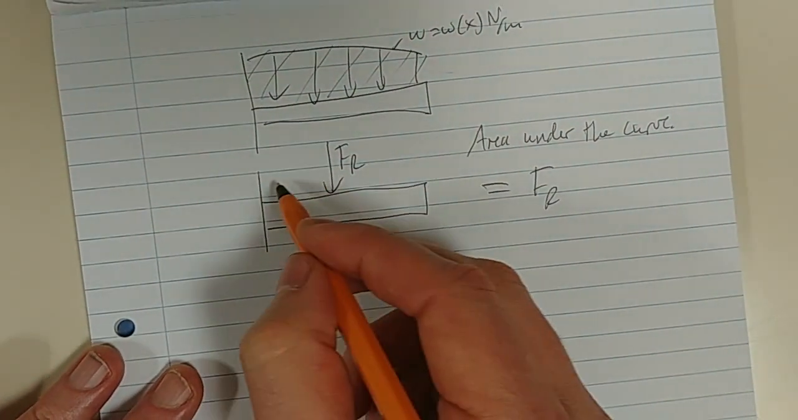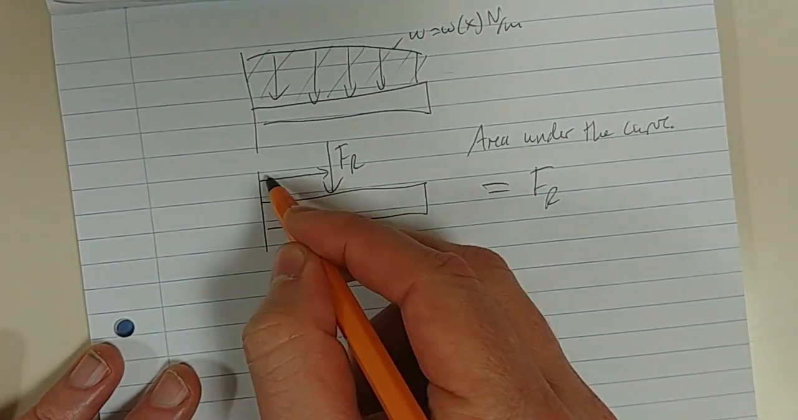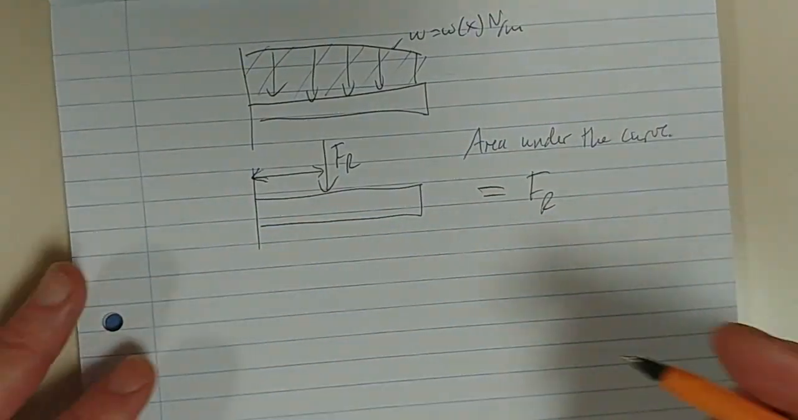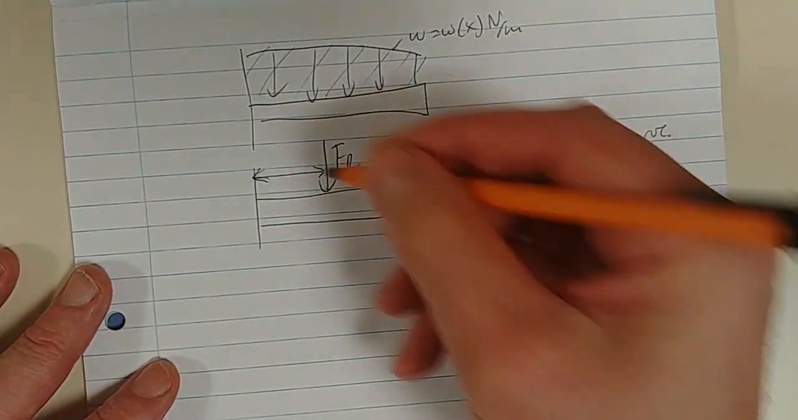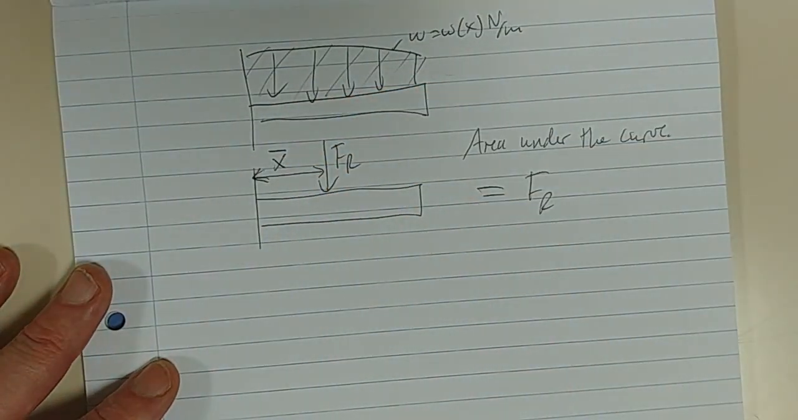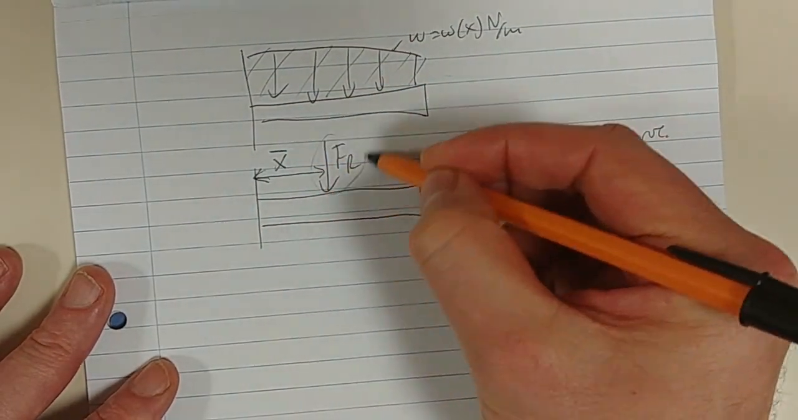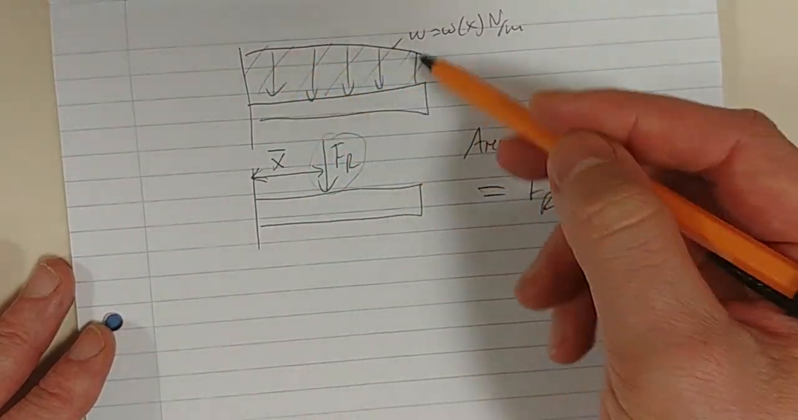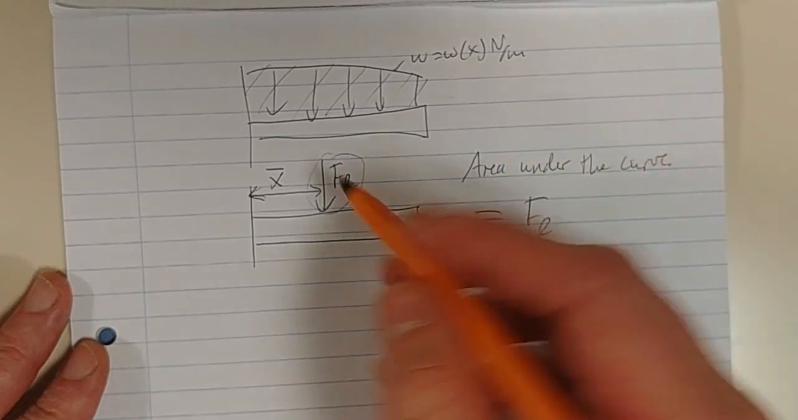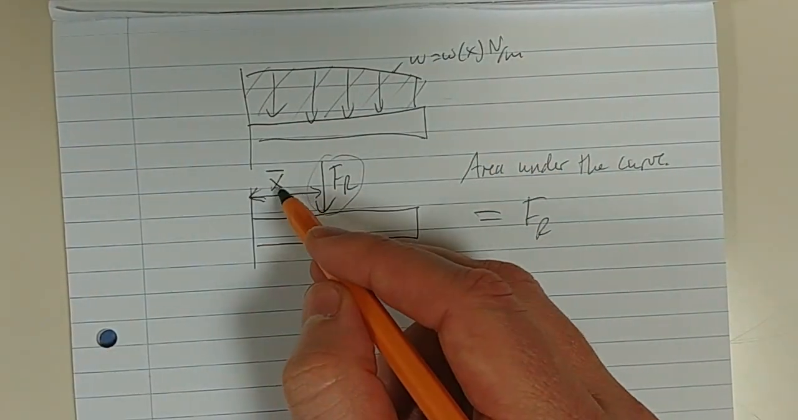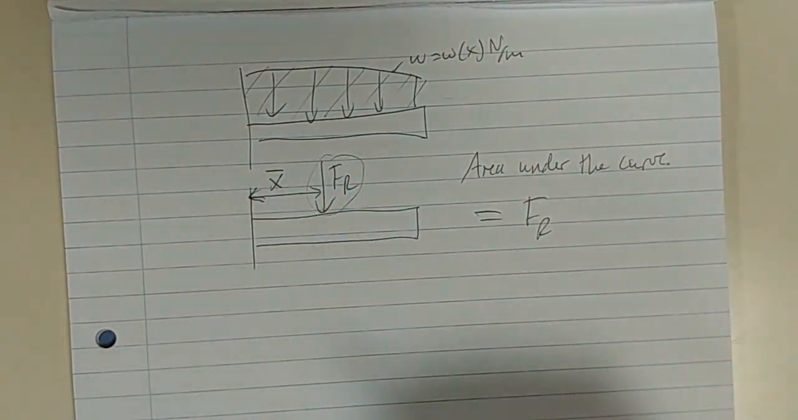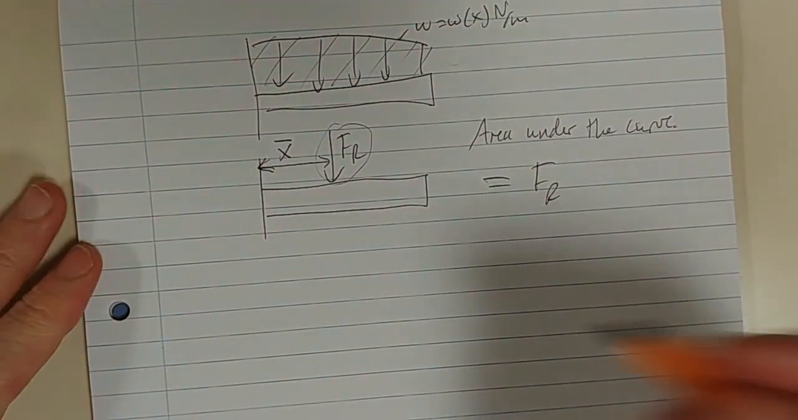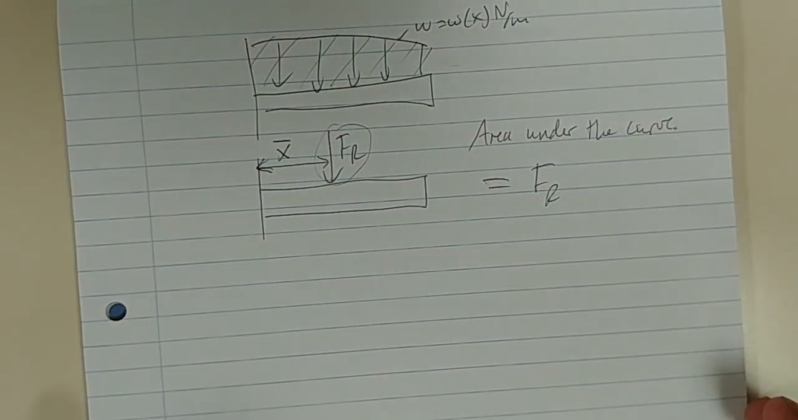But the next thing we need to do is determine where along the length of our beam, or whatever it is, that force is acting. Let's call that X bar. So we've seen how to determine FR by calculating the area under the curve. The next thing is, where does that resultant force FR act? And the simple way to do it is by equating moments, okay?